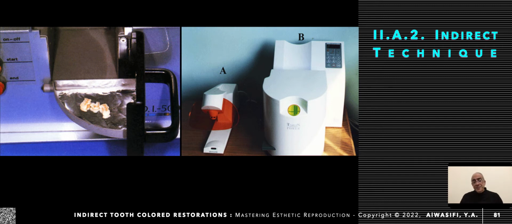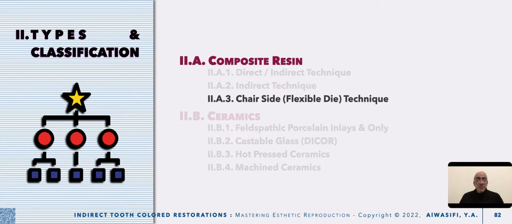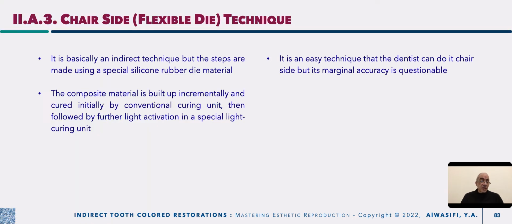Then comes the other furnace, which includes pressure, intensive light, and heat for complete post curing. This is the complete indirect technique. Then to simplify the procedure, a chairside flexible die technique is introduced into the field of indirect two-surface restorations. It is basically an indirect technique, but the steps are made using a special silicone rubber die material.